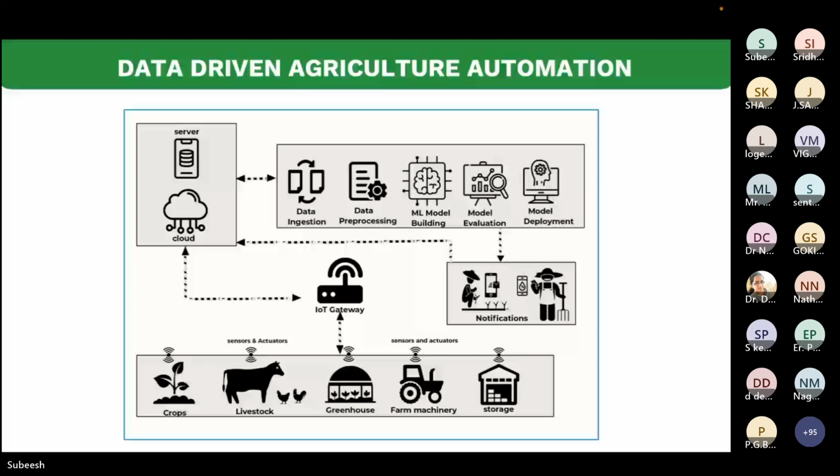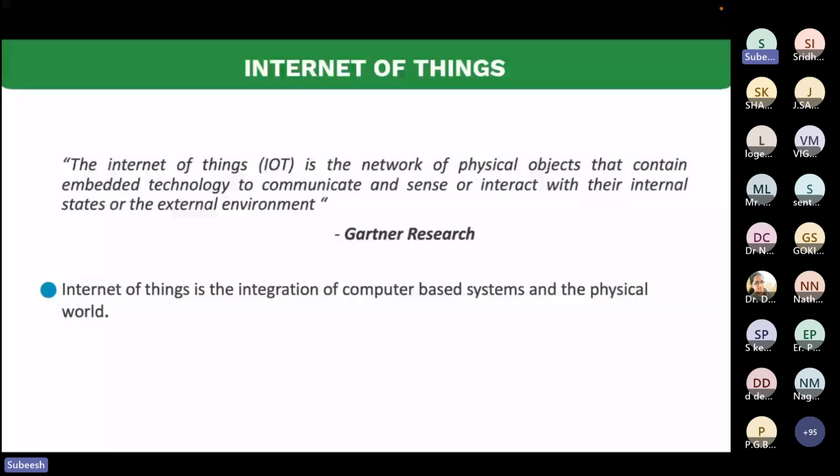But maybe some people are from different domains, right? So I'll just introduce some of the concepts. IoT is basically the network of physical objects that has embedded technology to communicate and sense, interact with their internal states or external environments. We have sensors deployed which can sense the internal and external parameters and get this data, and it can interact with the environment in terms of actuations. And Internet of Things is the integration of computer-based systems with the physical world.